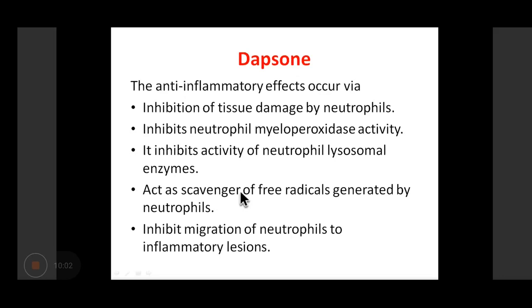Like inhibition of tissue damage by neutrophils. It inhibits neutrophil myeloperoxidase activity, which is an important enzyme for the destruction of tissue, which leads to inflammation. It inhibits the activity of neutrophil lysosomal enzymes, which lyse many cells and lead to recruitment of inflammatory cells. Then it acts as a scavenger of free radicals. Free radicals are responsible for inflammation, so it acts as a scavenger for free radicals generated by neutrophils, and it inhibits the migration of inflammatory mediators, like neutrophils to the inflammatory lesion. So the main action of dapsone as an anti-inflammatory drug is action on neutrophils. These are a few reasons why dapsone also has anti-inflammatory property apart from antibacterial, antifungal and antiprotozoal action.